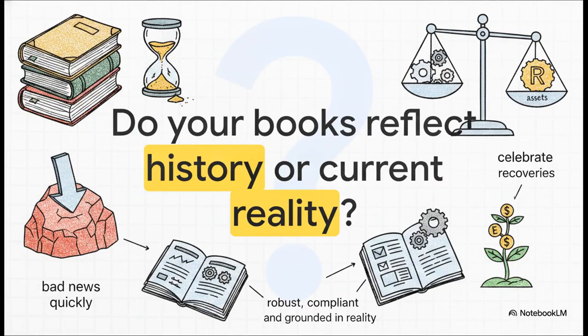So, as we wrap up this explainer, I'll leave you with a question to really think about. Are your books merely recording comfortable history, or are they brave enough to reflect current, messy reality? IAS 36 forces us to confront bad news quickly, it makes us group assets logically when needed, and it totally prevents us from inflating our recoveries. Keep these diagnostic rules close by. After all, if you don't know the true health of your assets today, how can you possibly plan for tomorrow?